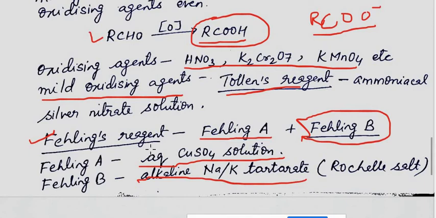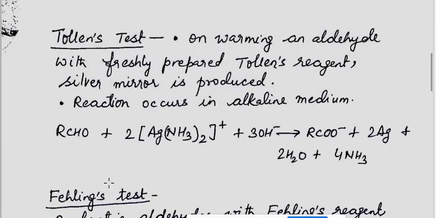Now I will go to the next part. Now we are going to discuss the reaction by which we can differentiate between aldehydes and ketones. Suppose I give you a carbonyl compound and you have to identify which is an aldehyde and which is a ketone. You can differentiate between an aldehyde and a ketone on the basis of Tollens test or Fehling's test. So what is a Tollens test?